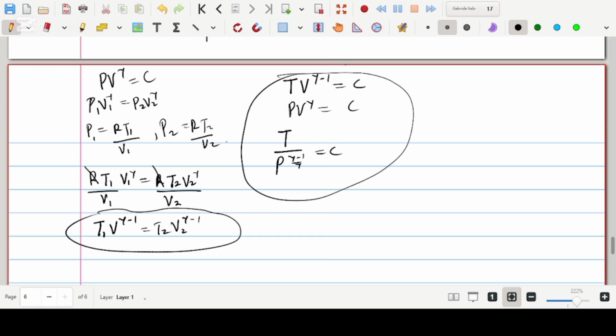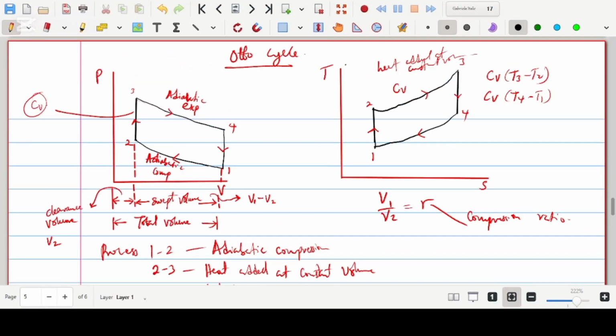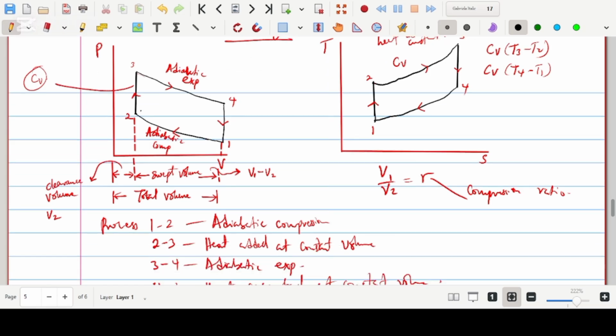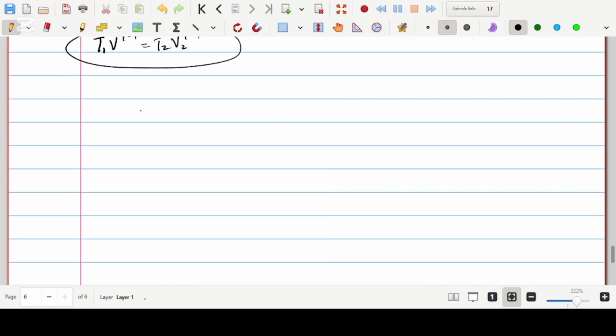Now the second process for this, what's the second process? The second process is 2 to 3. That is addition of heat at constant volume, which we call isochoric. Process 2 to 3. Isochoric. For isochoric, it simply means that CV, it is added at constant volume.